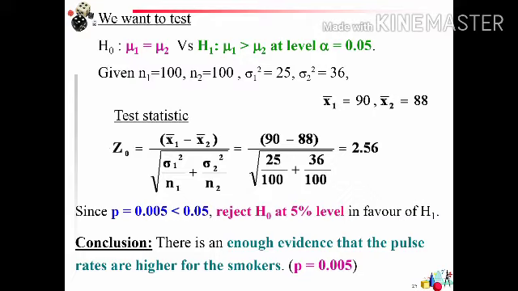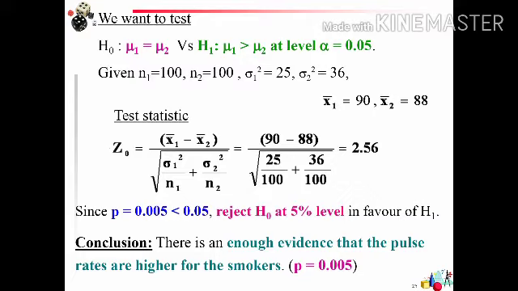Okay, so the sample sizes are given here. For each group 100 is there, and the standard deviation of the pulse rate for population 1 is 25 and population 2 is 36. The sample mean x1 bar is 90 and the sample mean x2 bar is 88. That is, the average pulse rate of smokers is 90 and the average pulse rate of non-smokers is 88.